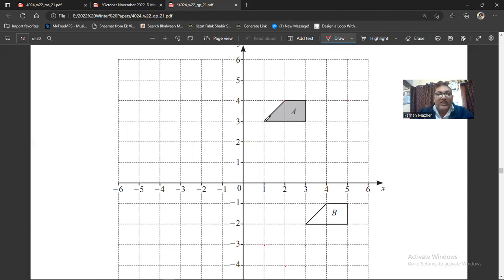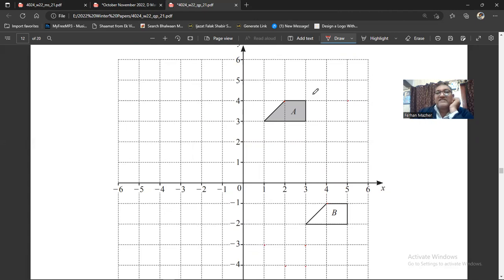You join this center of enlargement with this point, you will draw this line, then you join this point and the center of enlargement and you draw a line. You check how much is the distance of this point from the center of enlargement, you multiply it with the 2, and from here you count and you put a dot here.